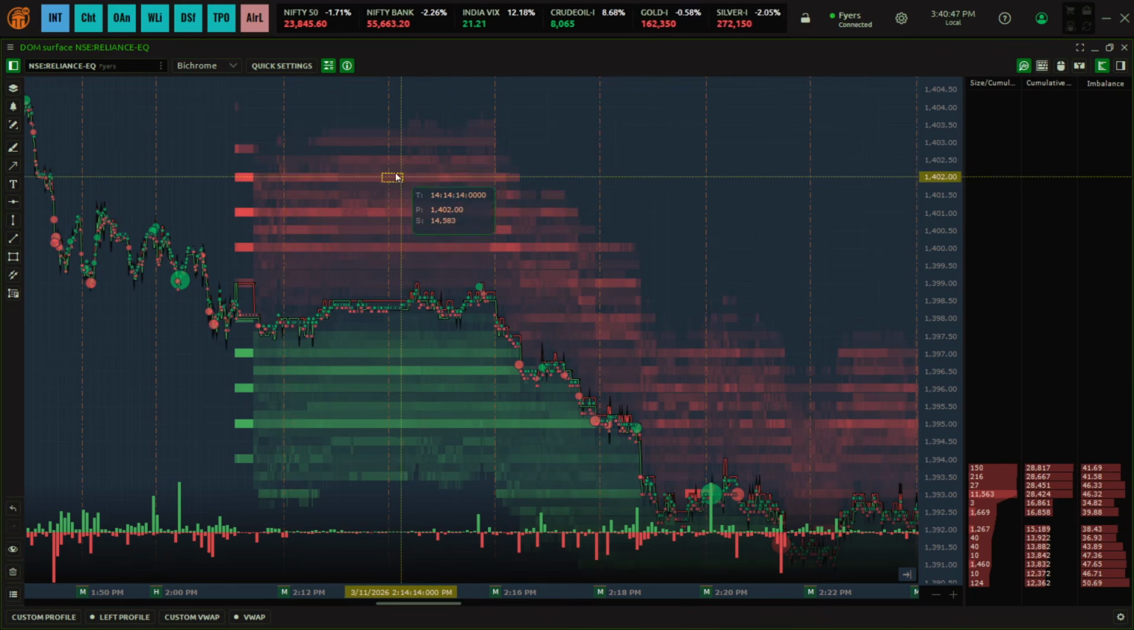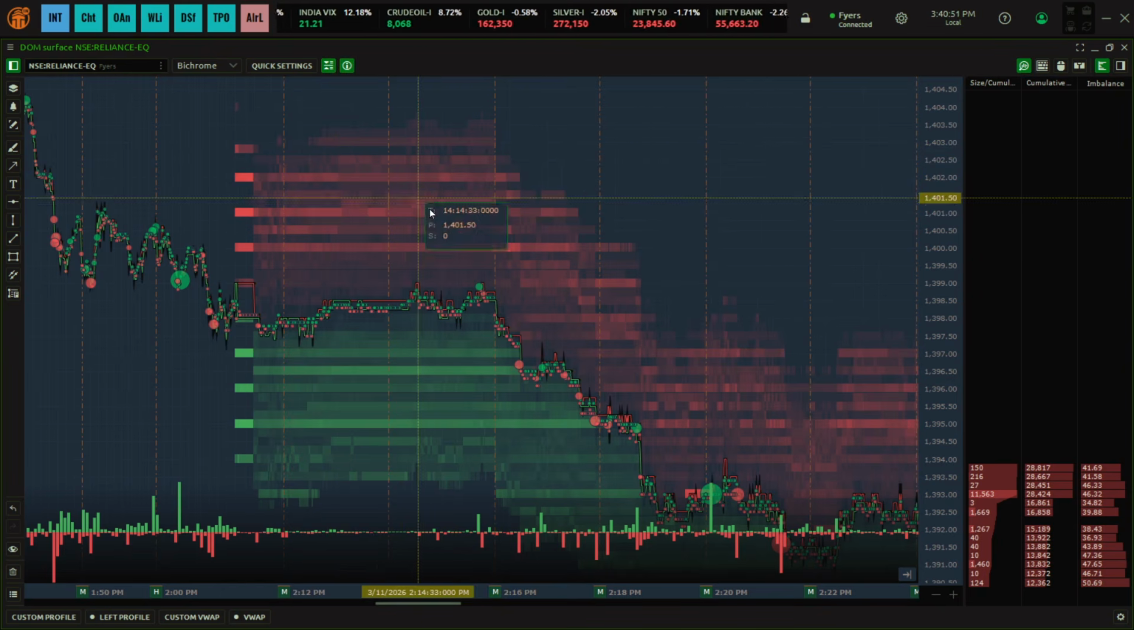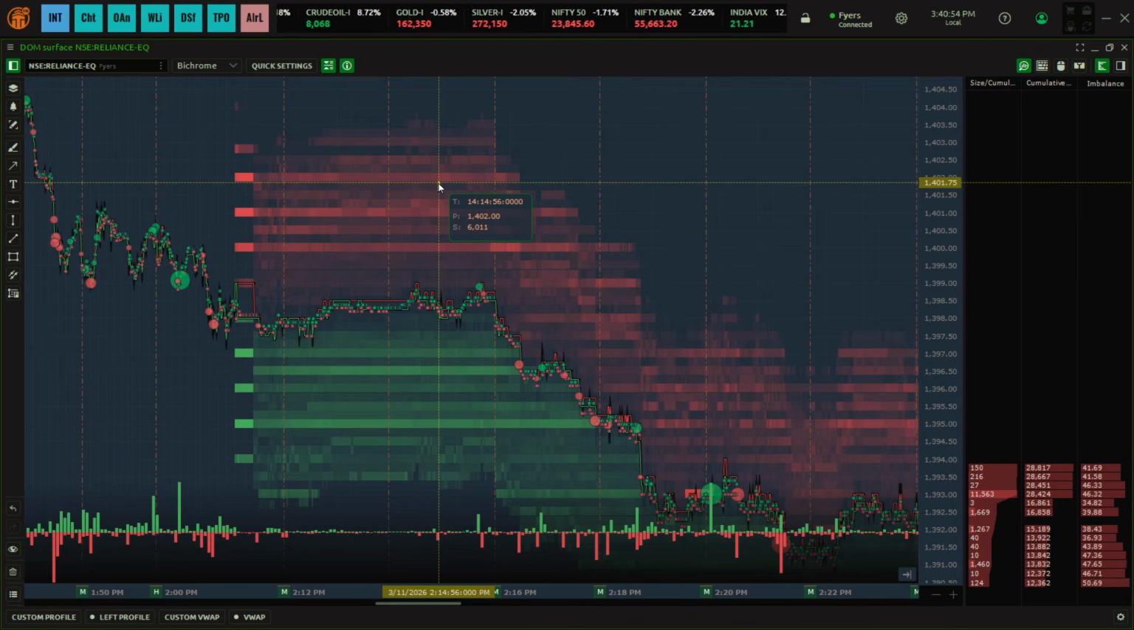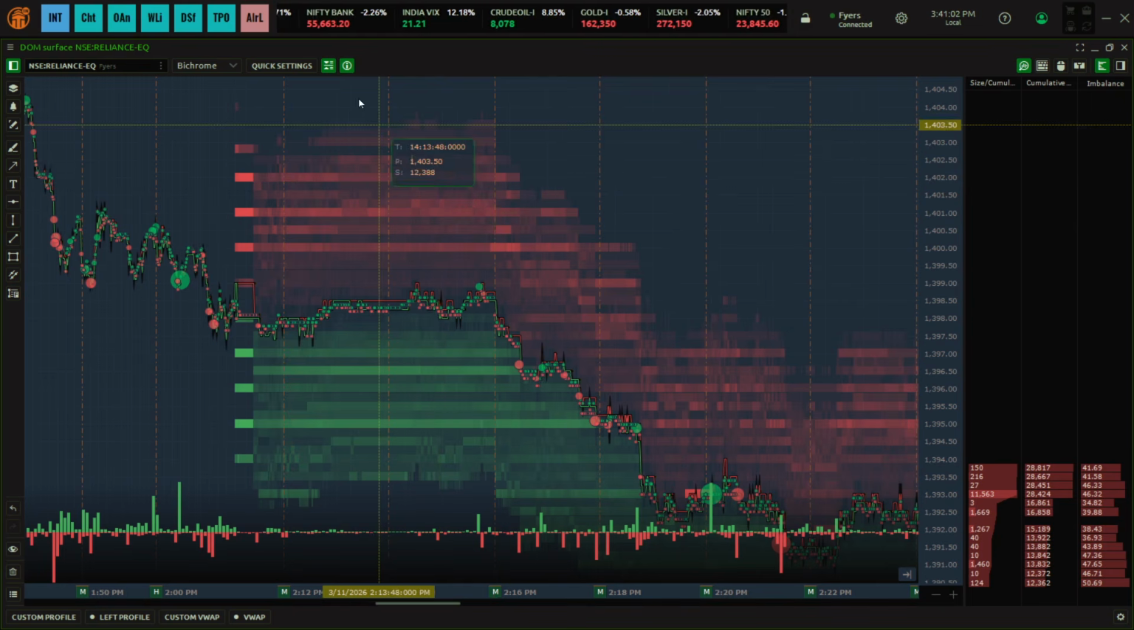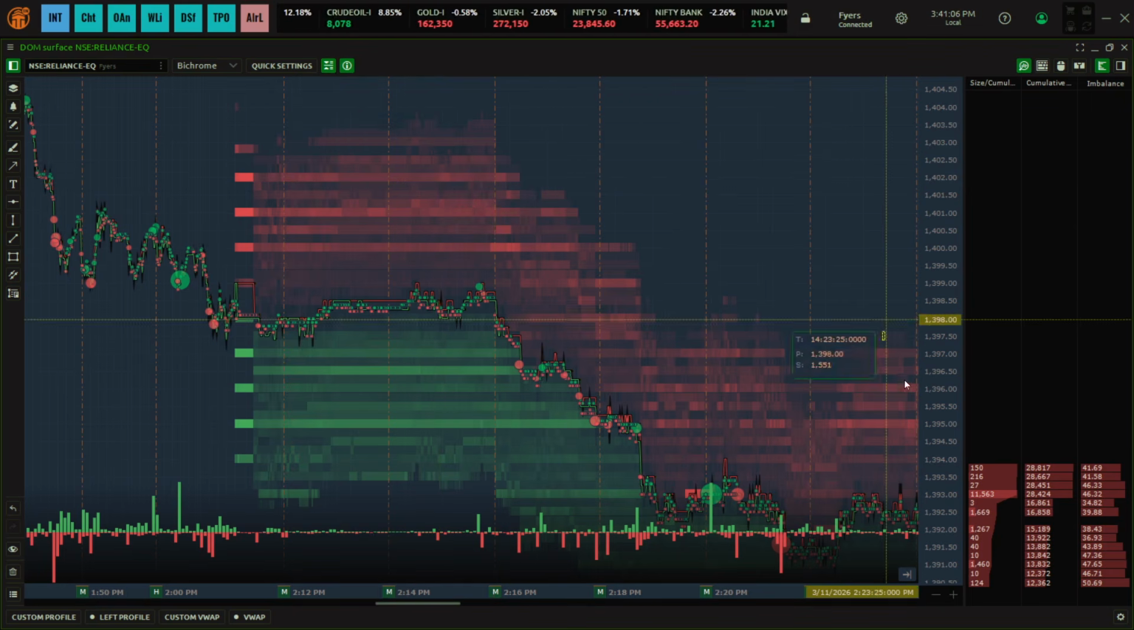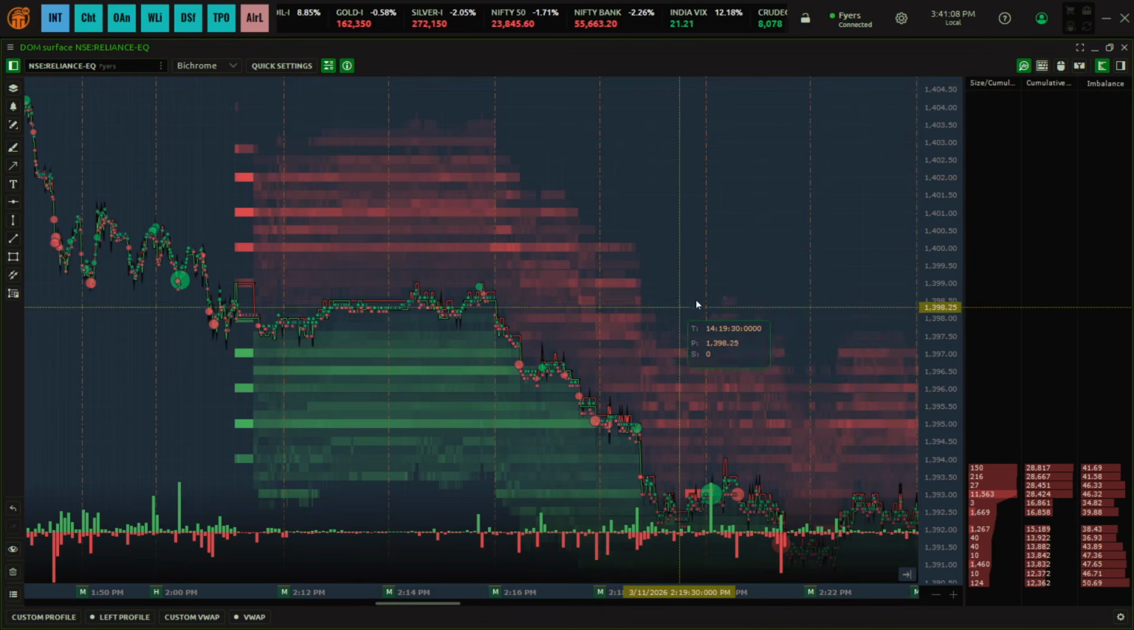How can you check the data? You just click on this particular button, and once you click on it, if you keep your cursor anywhere, it will show you the sizes and at what price this order is resting, and it will also show you the time. Once you click on this, it will enable the auto centering, so your data will always be in the center.